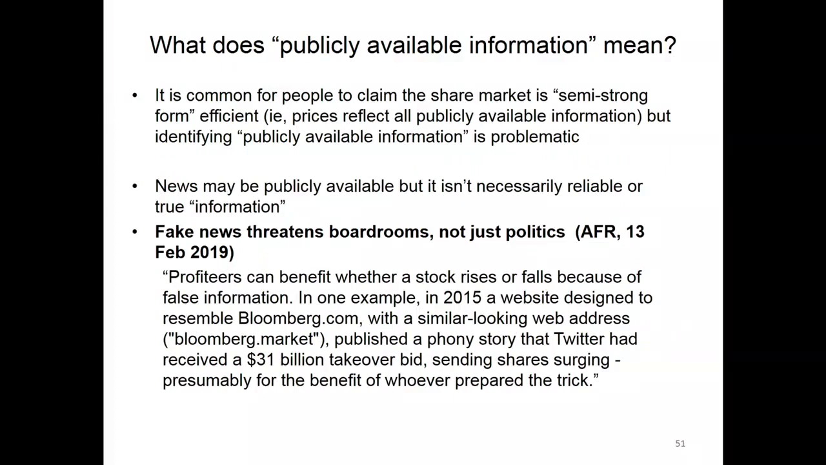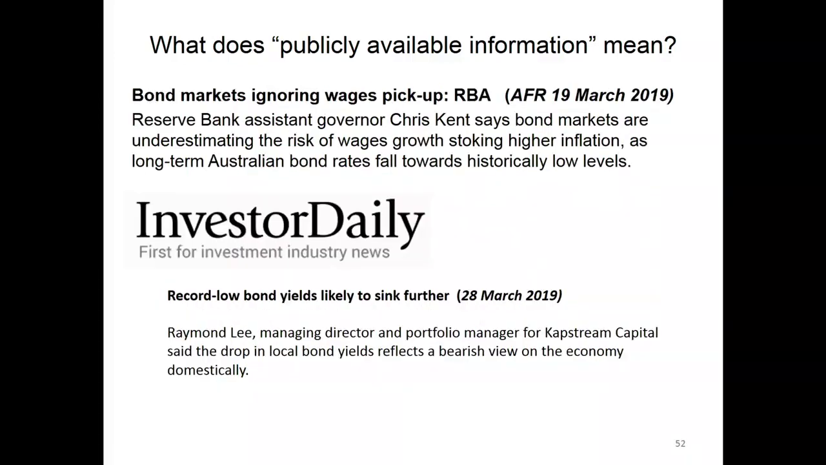So otherwise you have this publicly available information. Here you have a website designed to resemble Bloomberg, published a phony story that Twitter had received a $13 billion takeover bid, sending the price of Twitter up. And then later was found out to be false, but clearly someone had made their money in the interim by selling their shares that they'd bought. So just because it's in the public domain doesn't mean it's information. That's a fairly clean-cut example.